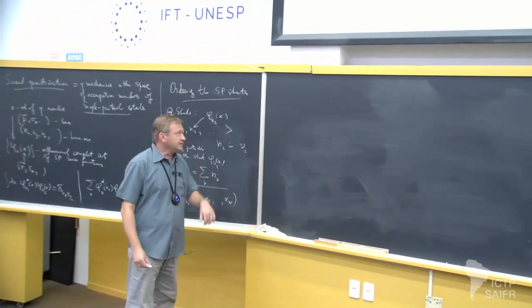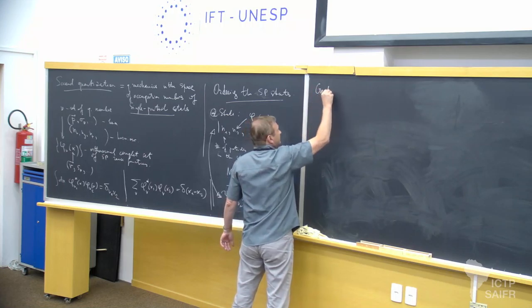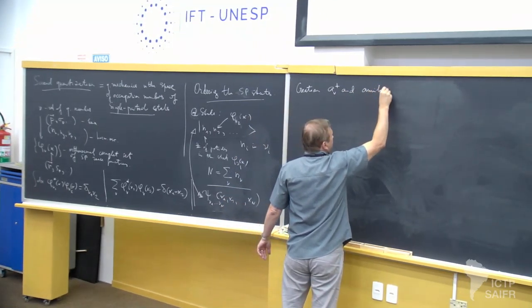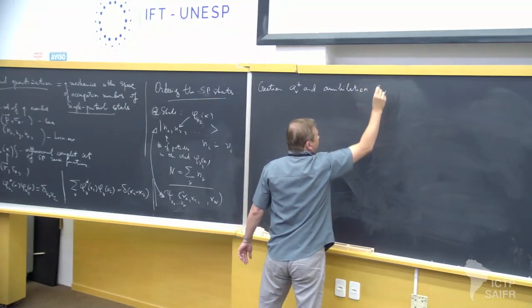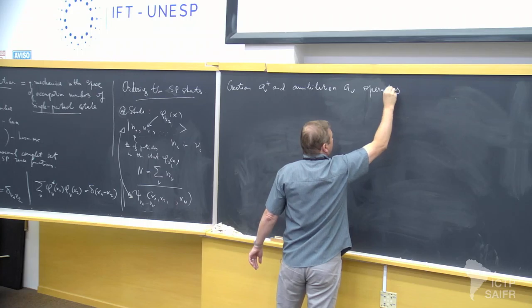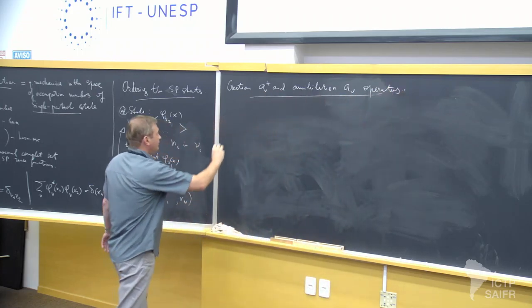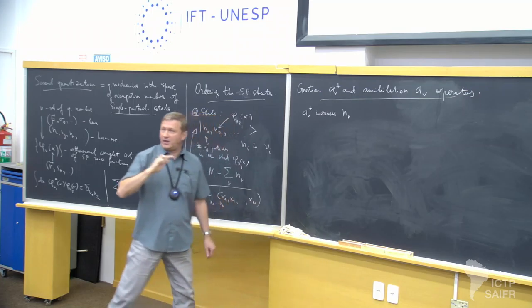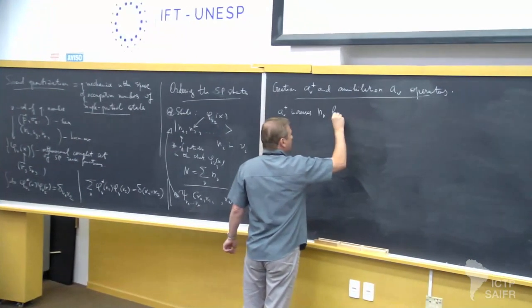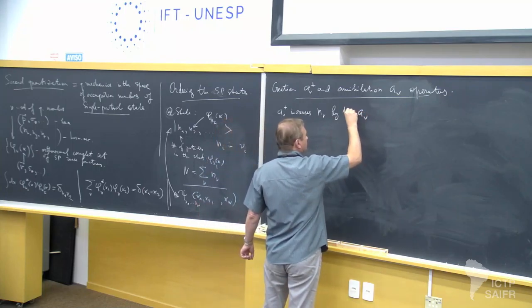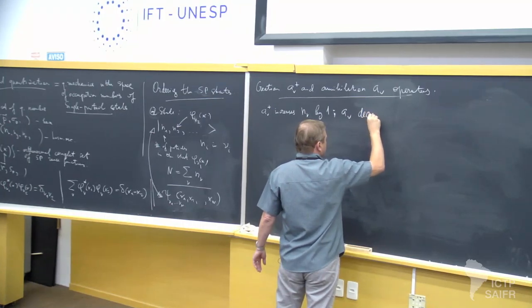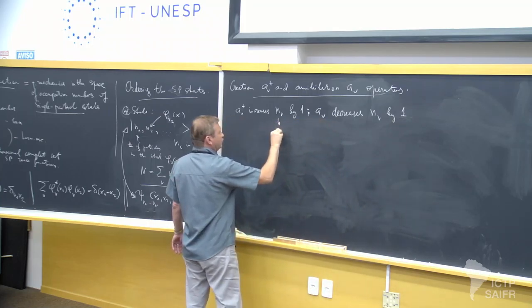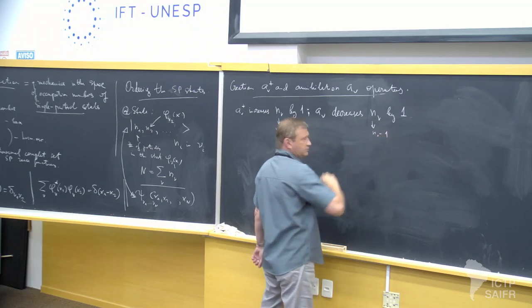So to describe these things, we introduce the creation operator, a nu dagger, and the annihilation or destruction operator, a nu, with the property that a nu dagger increases the corresponding n nu by 1, and a nu decreases it. So here we go from n nu to n nu plus 1, and here we go from n nu to n nu minus 1. Yeah?